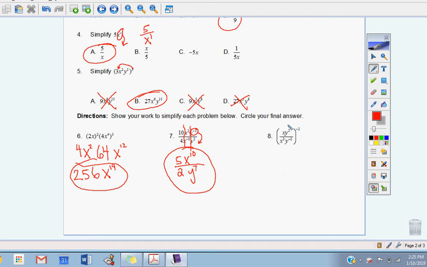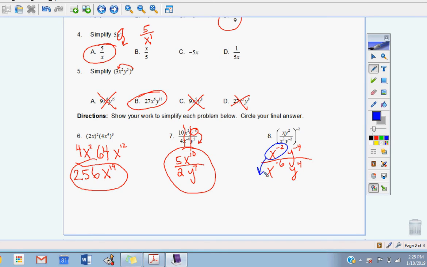This one's a little tricky, but there's no numbers out front, which is nice. So the first thing to do is to take care of the powers of powers. So I have x to the negative second power, y to the negative fourth power. It also has to go to the bottom, so it becomes x to the negative sixth power, y to the positive 4 power. All right, so now what do we do? We got to look for anything that's negative.